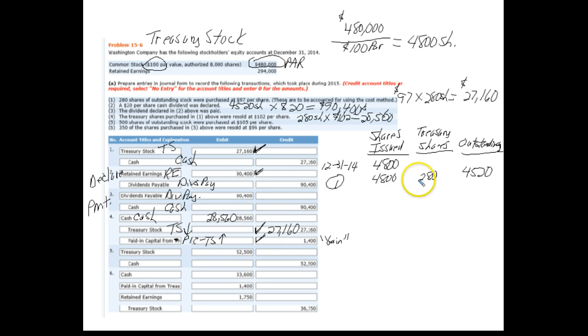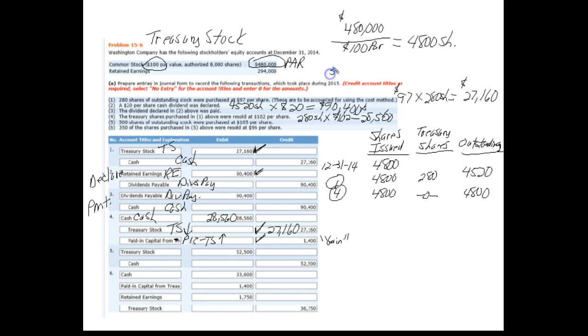Okay, so on transaction 4 then, those 280 shares were reissued or resold. So we still have 4,800 shares that have been sold or issued at one time. The 280 that were back out here outside the company, they're outstanding. Before transaction 4, 280 were held in our treasury, held by the company, but now those came back in and they are outstanding.